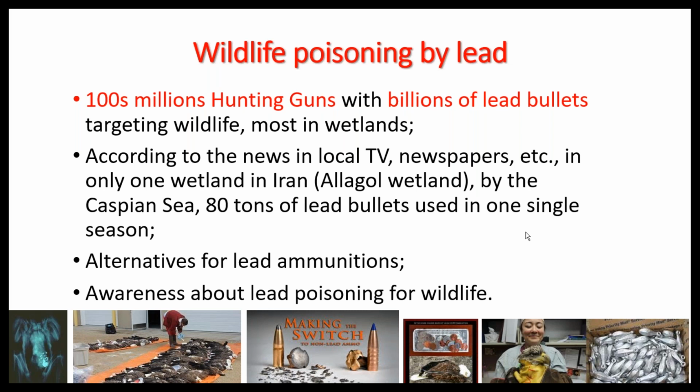In one wetland in our country, Iran, there was a very, very high amount of this lead pollution, about 80 tons in only one season because of the hunting guns. But fortunately, this year they managed to do some regulation about this, and the pollution is now stopping. There are also some solutions, such as using alternatives for lead ammunition.